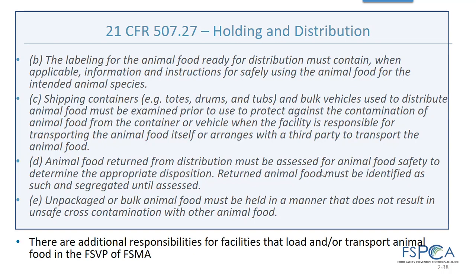Animal food returned from distribution must be assessed for animal food safety to determine the appropriate disposition. Returned animal food must be identified as such and segregated until assessed. Unpackaged or bulk animal food must be held in a manner that does not result in unsafe cross-contamination with other animal food. There are some additional responsibilities for facilities that load or transport animal food in the sanitary transport rule of FSMA, and those kind of overlap with this holding and distribution section.